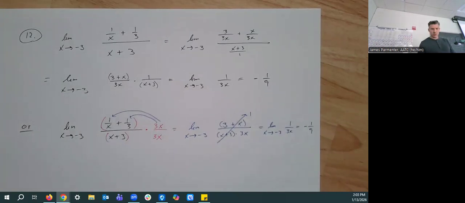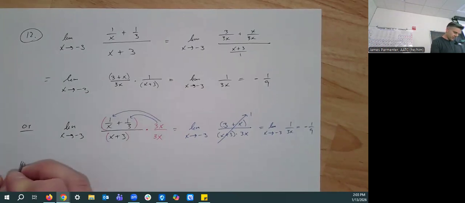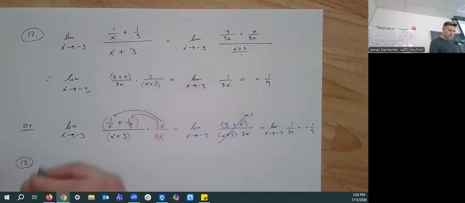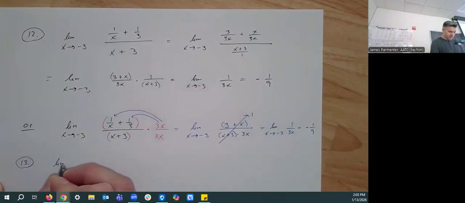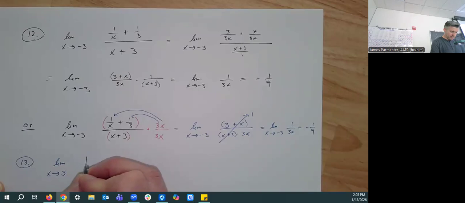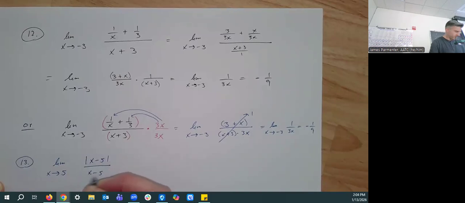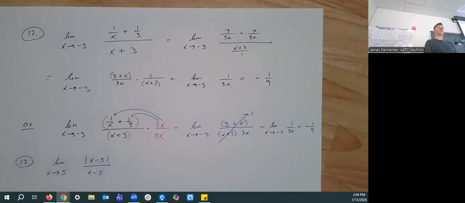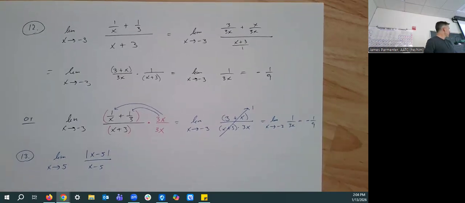Okay, sure, let's look at that one. Yeah. So let's say we want to find the limit as x approaches 5 of the absolute value of x minus 5 divided by x minus 5. That's interesting. I never thought about doing it that way. Anyway, sorry.